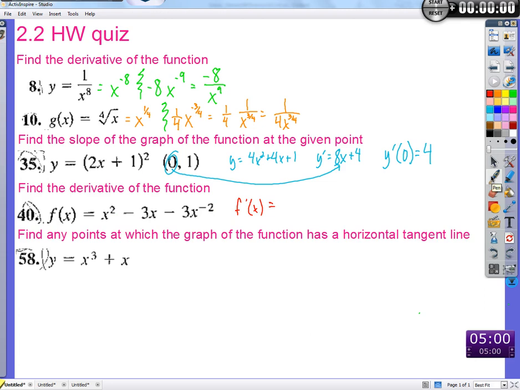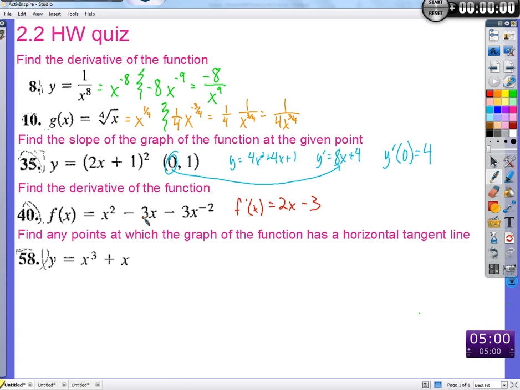So to take the derivative of this, we use the power rule, and the derivative is 2x. Then we move over here. Minus 3x. The derivative of that would be negative 3, because we multiply 3 times 1, and we subtract 1 from the power, we get 0, so we wind up just getting 3.